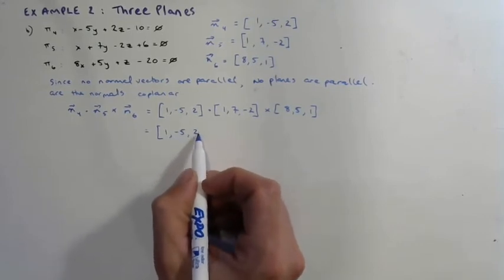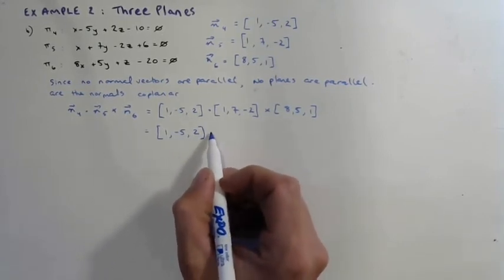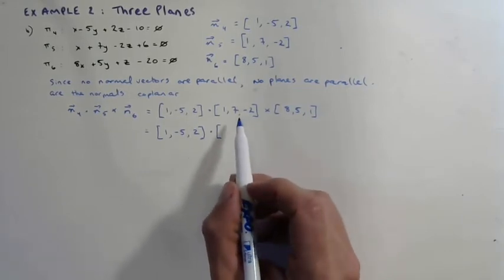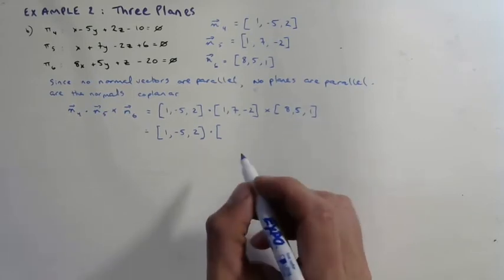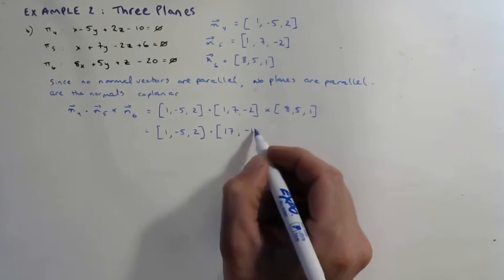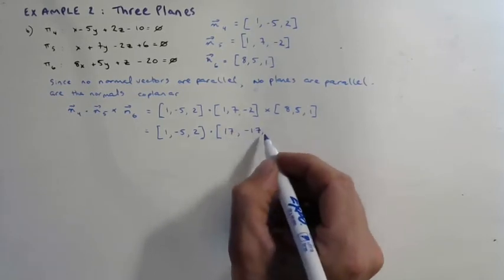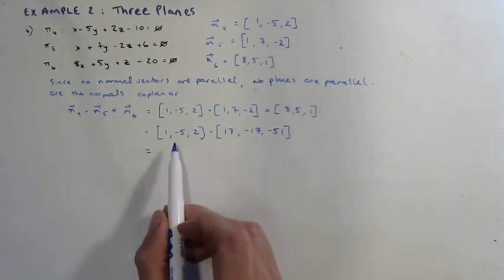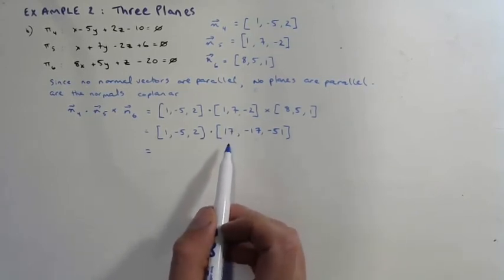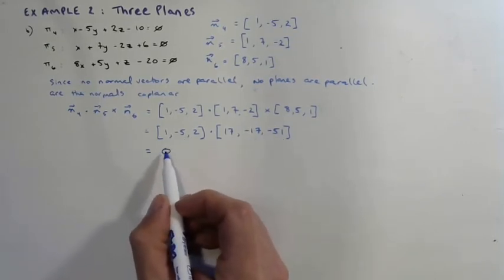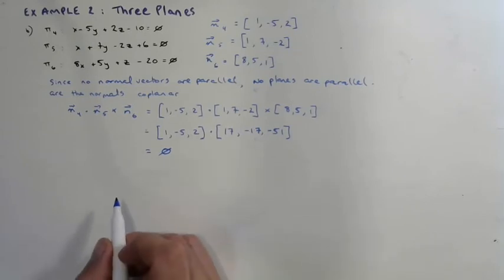So I'm just going to copy down normal vector 4 dot, and the remainder here is the cross product of vector 5 and vector 6, which simplifies to 17, negative 17, negative 51. Take the dot product of those, you get 17 plus 5 times 17 minus 102, and that's 0. All right, so the normals are coplanar.